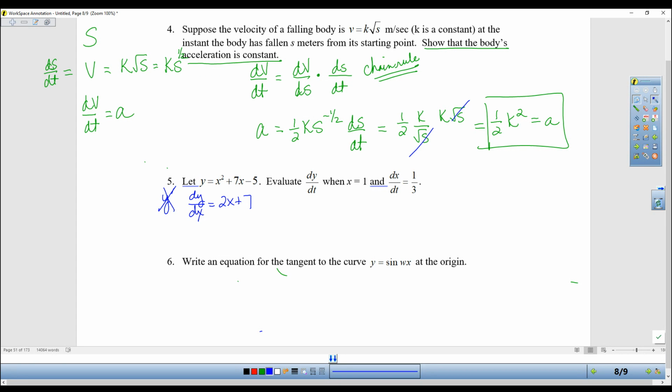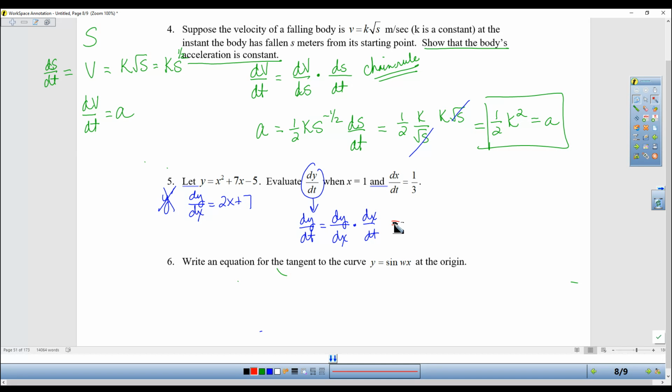So how can I use chain rule? Well, they want to know dy dt. dy dt by the chain, see I'm making a little chain, is dy dx, which I can do, times dx dt. Because if I were going to cancel, which I'm not, see how those would cancel and the two sides would be the same?